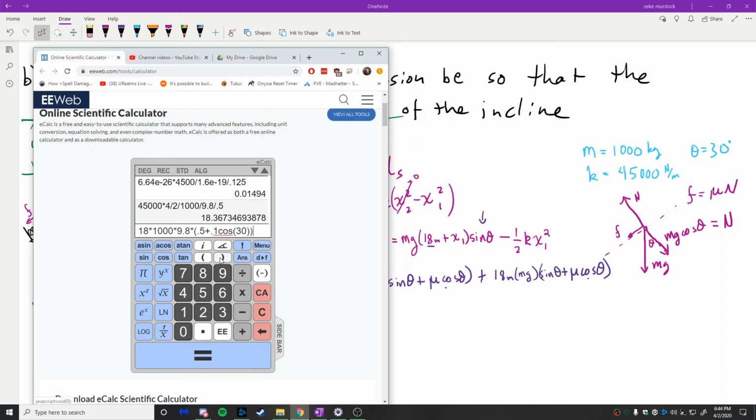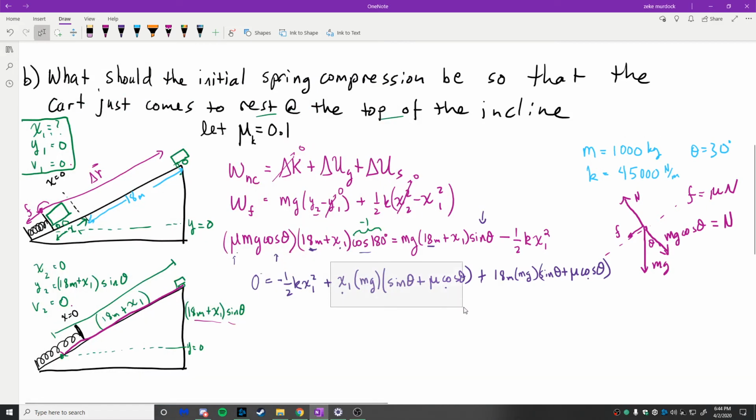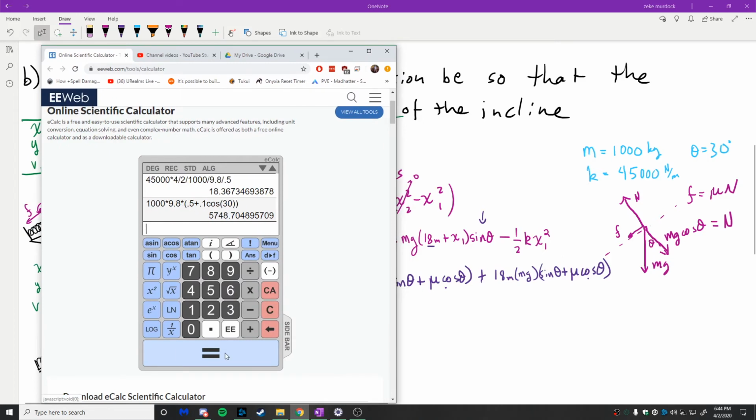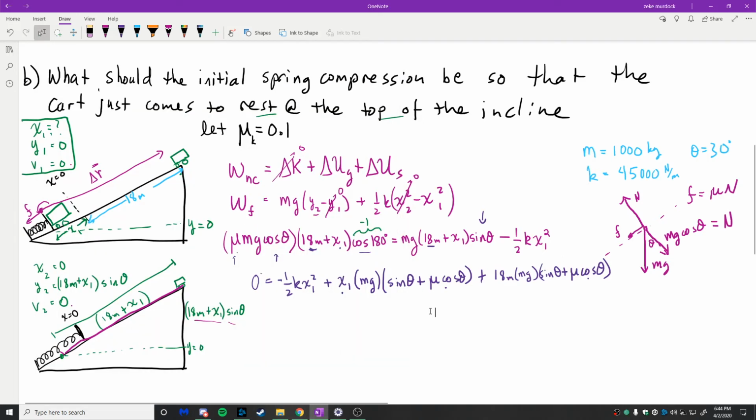There we go. Oh, you know what? I don't want to do 18 times this. I want to compute basically this quantity here, not that, this thing. So what we end up getting then, if we do that, is 5749, let's say. So our equation becomes something like this. We have, this was 5749.